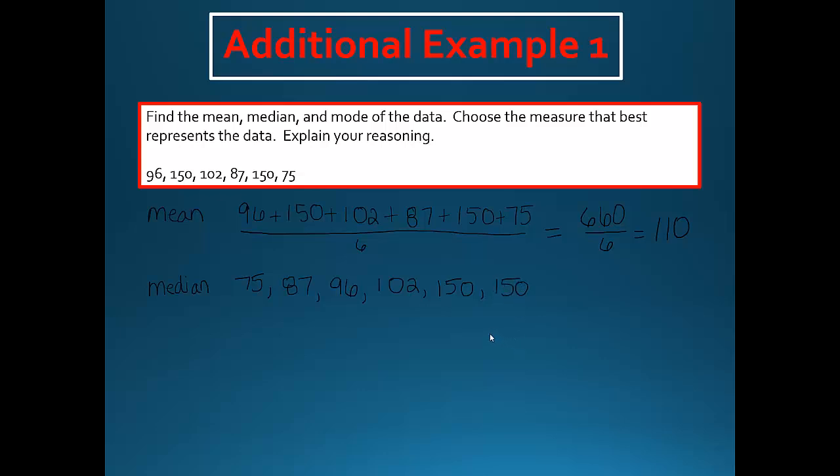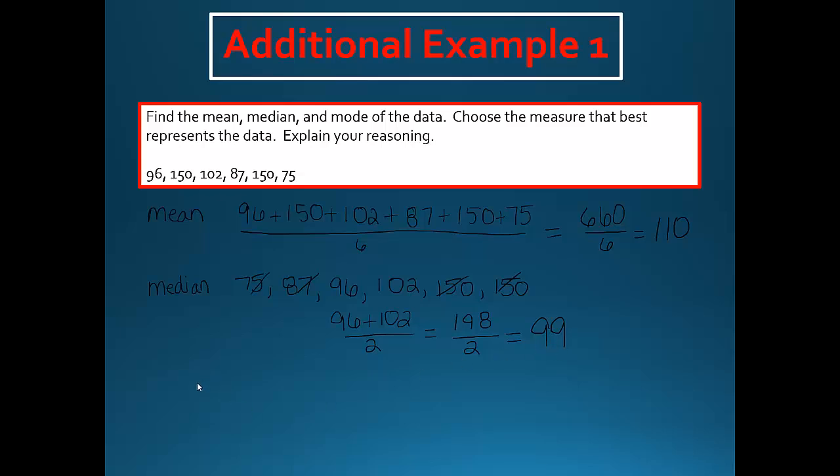Now we need to find our middle number. We can cross off 1 on each end and work our way towards the center. Now we have 2 middle numbers. To find the median, we're going to add these 2 numbers up. So 96 plus 102, and we'll divide our answer by 2. 96 plus 102 is equal to 198, and then we're going to divide our answer by 2. And 198 divided by 2 is equal to 99. So our median is 99.